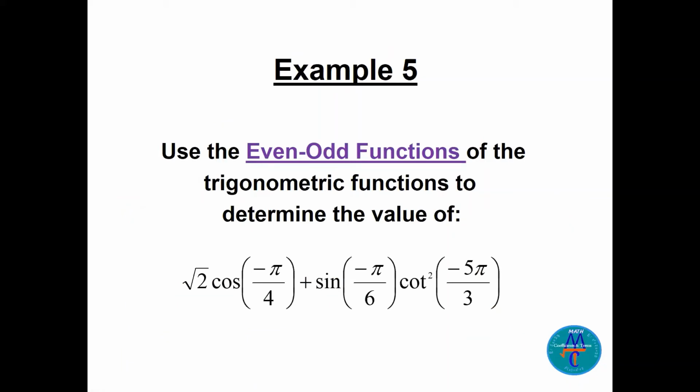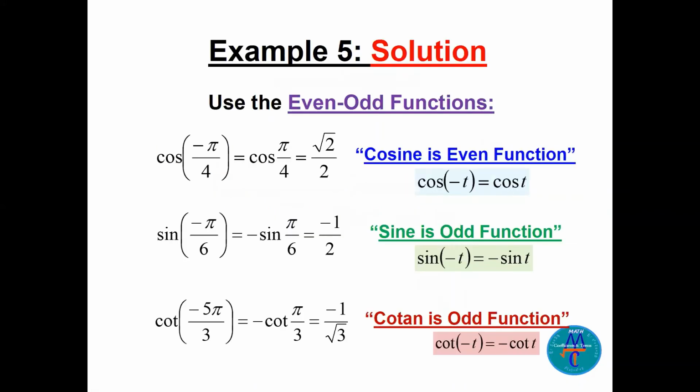Now, one way you can use these even and odd functions, if you have a negative in the angles, it's easy to deal with this minus. So let's find the value of this expression: square root of 2 cosine minus pi over 4 plus sine minus pi over 6 plus cotan squared minus 5 pi over 3. So anytime you see a negative, you can use even and odd definitions.